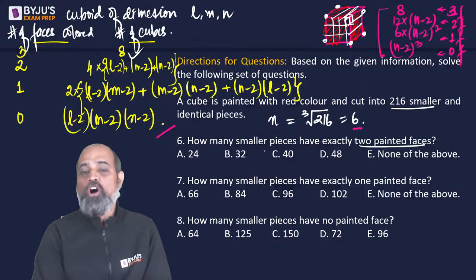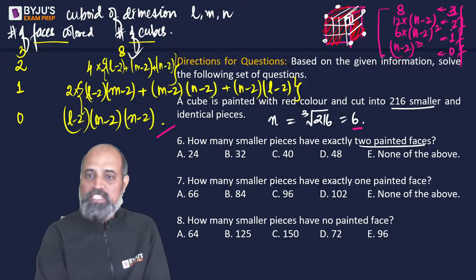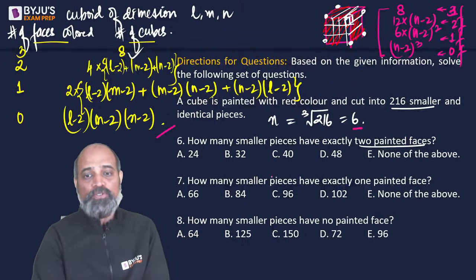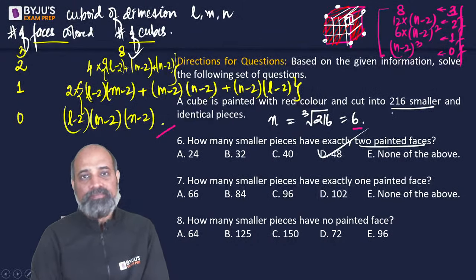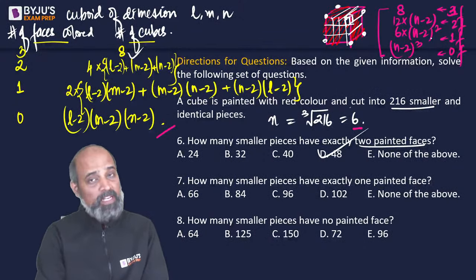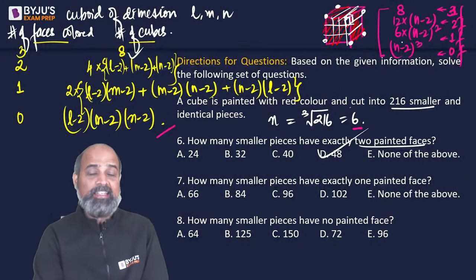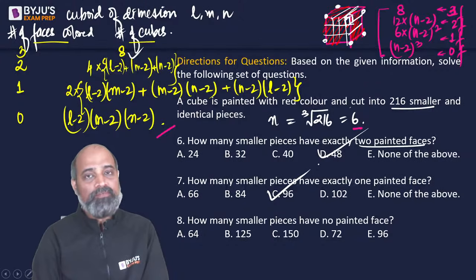Right? So how many smaller pieces have exactly 2 faces painted? 2 faces painted, the value of n is 6. 6 minus 2 is 4. 4 into 12 is going to be 48. So 48 is our answer. Right? How many smaller pieces have exactly 1 face painted? N is 6. 6 minus 2, 4. 4 square into 6. 4 square is 16. 16 into 6 is 96.